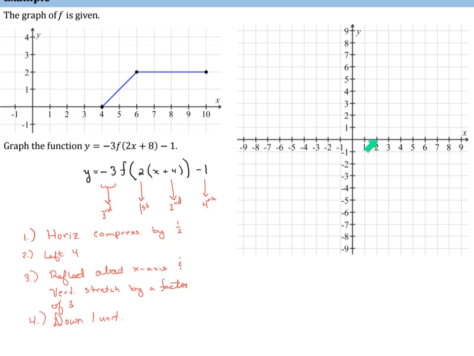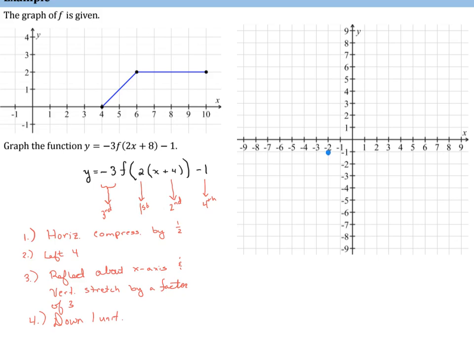Then we'll move it left 4 units. 1, 2, 3, 4. We will reflect about the x-axis. Oh, it stays where it is. Stretch it by a factor of 3 vertically. Still stays the same. And then move it down 1 unit. So we're going to be at (-2, -1).